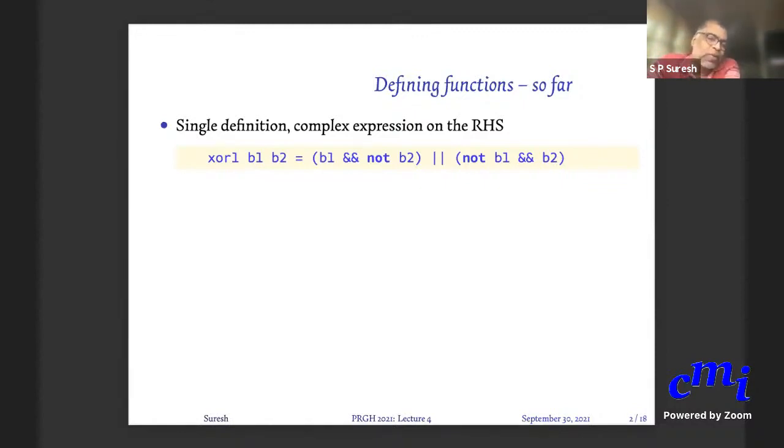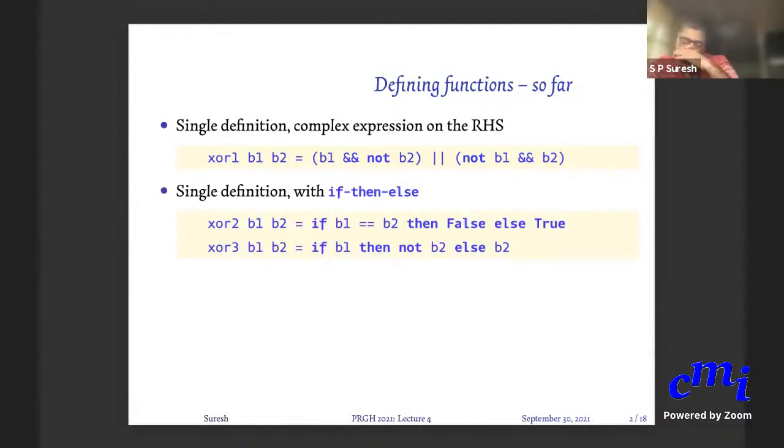XOR 1 B1 B2 is nothing but B1 and not B2 or not B1 and B2. It should be simple. You can have a single definition with if then else on the right if you want. So you can do things like if B1 is equal to B2, then false, else true. Or you can say, if B1, which means that if B1 equals true, then you want B2 to be not true, so you say not B2, else you take whatever the value of B2 is. If B1 is false, then if B2 is true, you return true because the two things are unequal. And if B2 is false, you have to return false. So you're just saying if B1, then not B2, else B2.